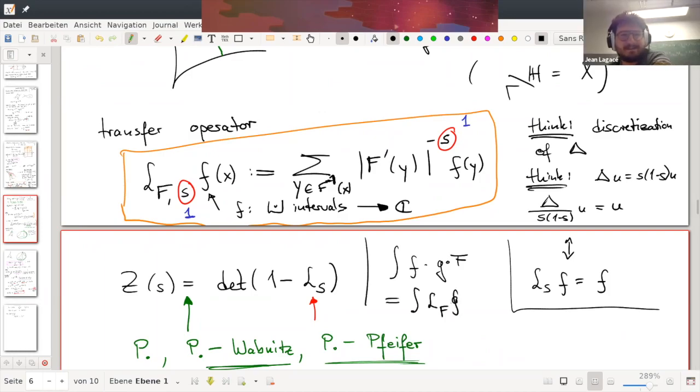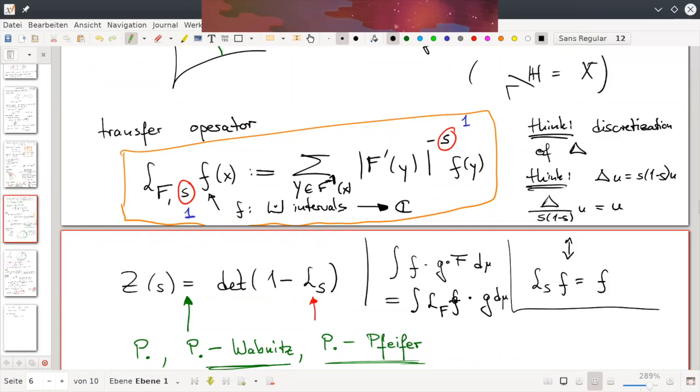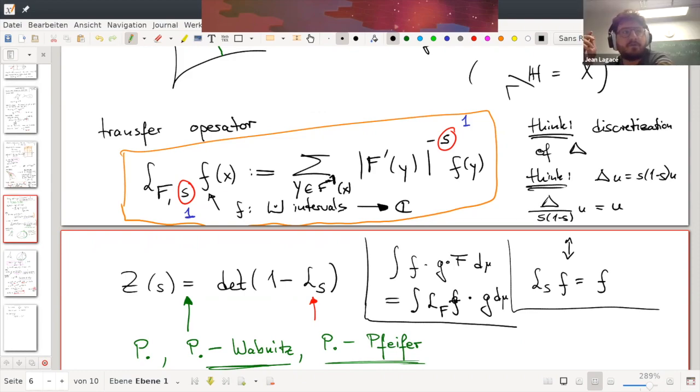I think it's like this. And then you have a measure here. And this essentially means that you pull back exactly that measure. It's something like this. But this only works if the S is one. Okay, I see. Thank you. Thanks a lot for this question.